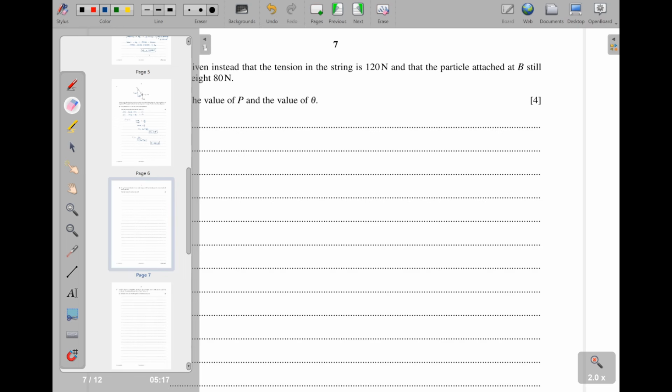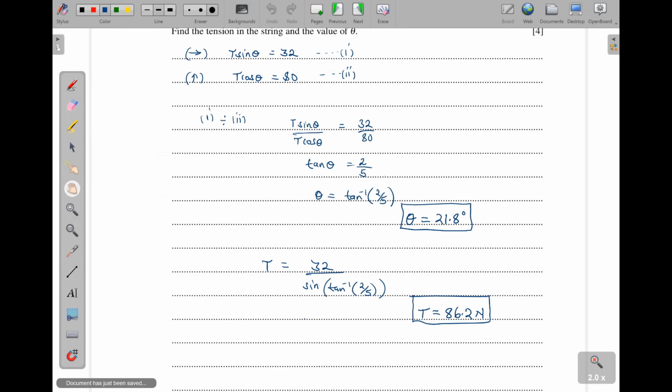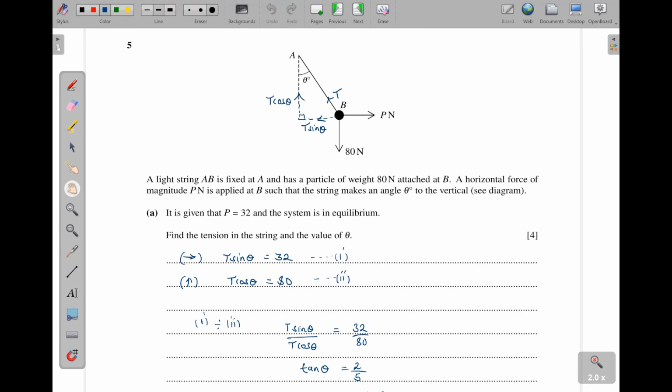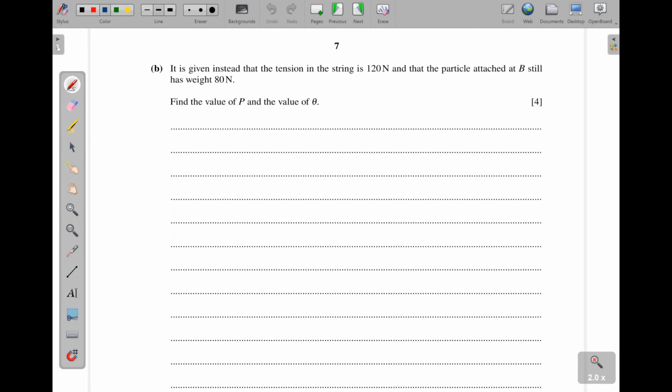Now falling back here, we are having this diagram here. So this way we are having P, this way we are having the T sine theta, then up we have T cos theta, and then the 80. So picking this one from here, I can put it on the cross here that I always use.